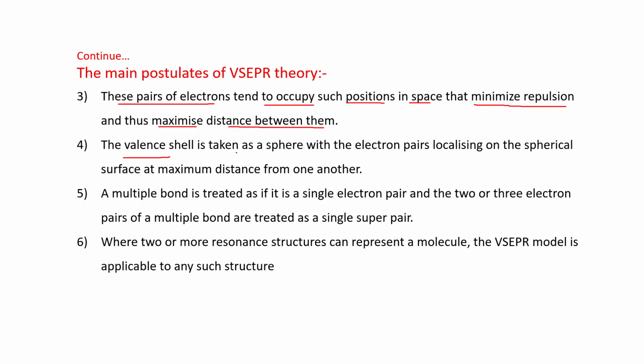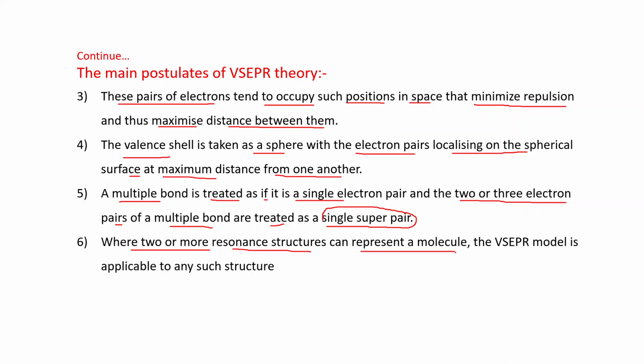The valence shell is taken as a sphere, with the electron pairs localizing on the spherical surface at maximum distance from one another. A multiple bond is treated as if it is a single electron pair, and the 2 or 3 electron pairs of a multiple bond are treated as a single super pair. When 2 or more resonance structures can represent a molecule, the VSEPR model is applicable to any such structure.